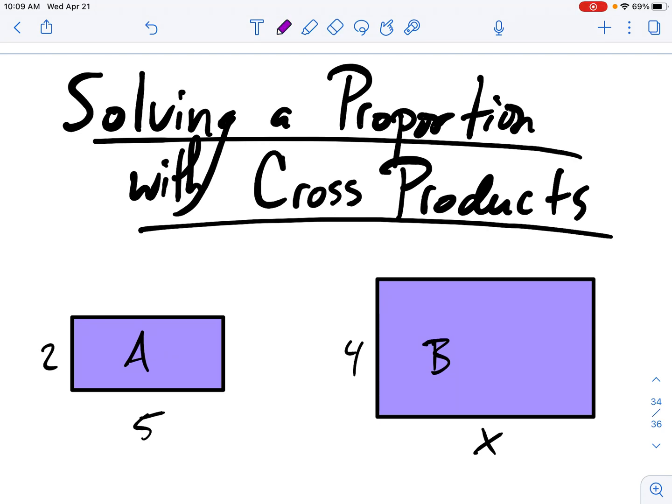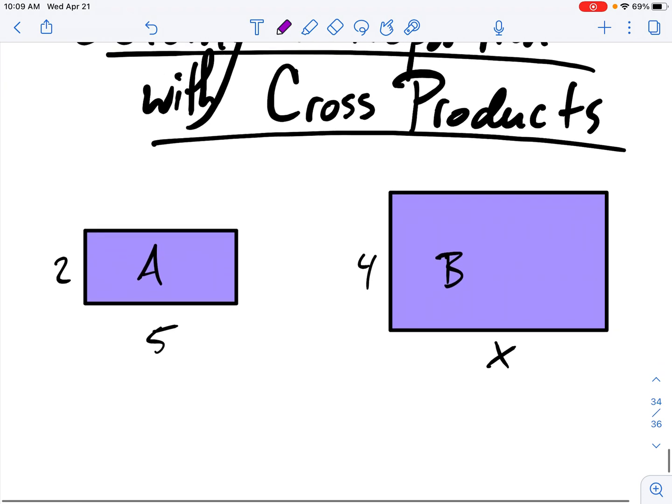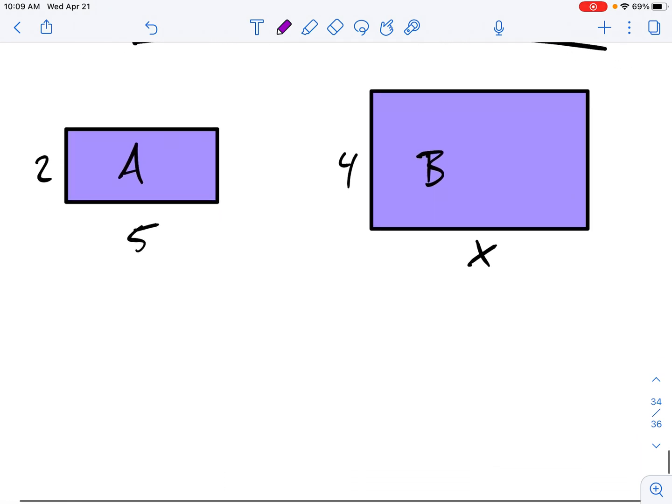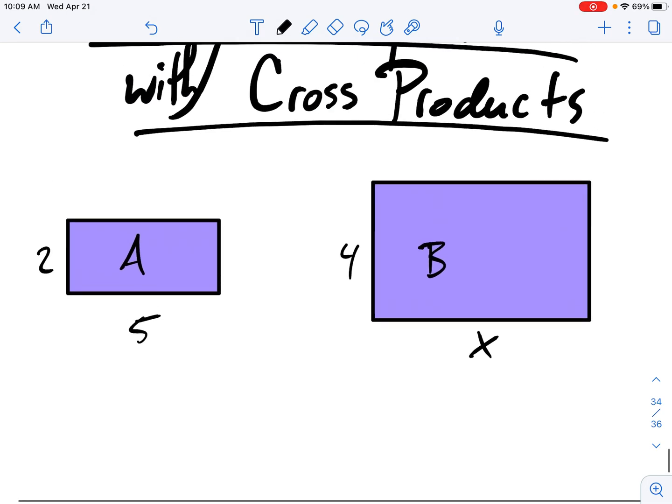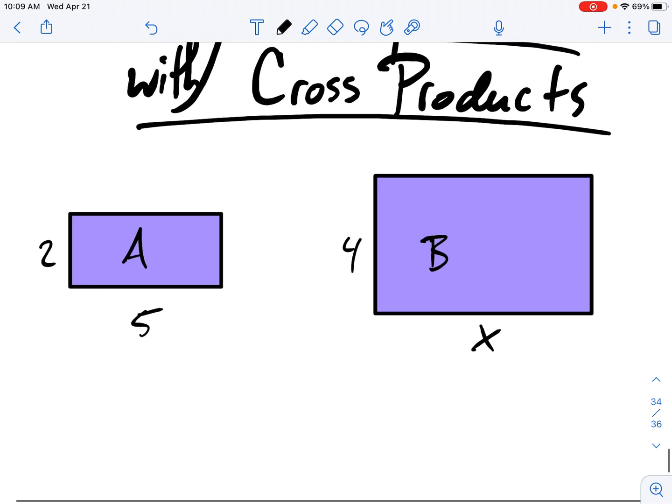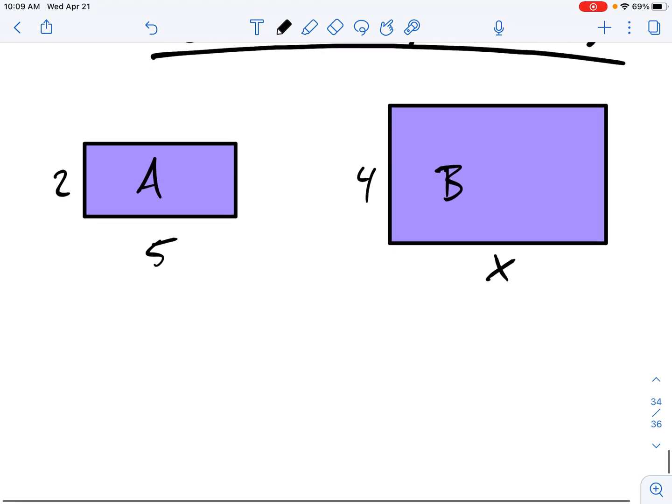with cross products. This is a way of solving it that I actually don't really teach anymore. It's kind of an old-fashioned way of doing it. But I'll teach you how Edgenuity wants you to do it, and then I'll show you why it works that way. If you get confused about the why it works that way part, that's fine. Just make sure you know how to do what Edgenuity wants you to do.